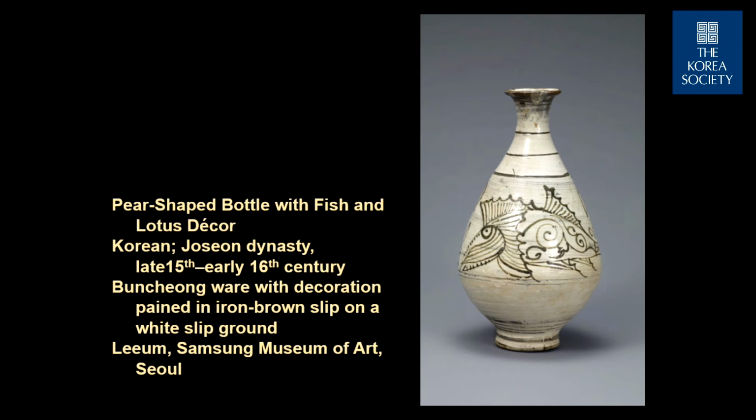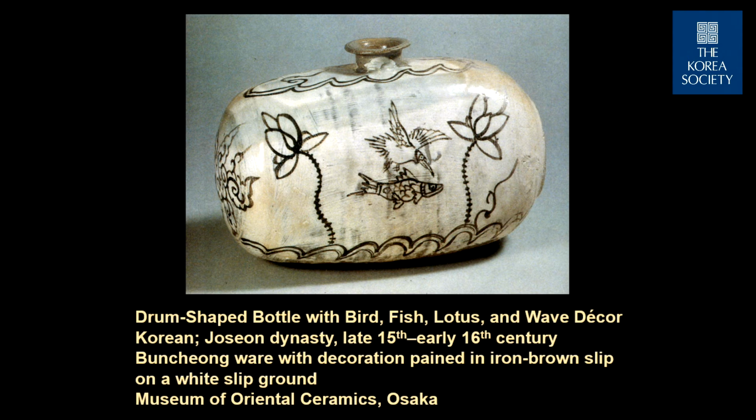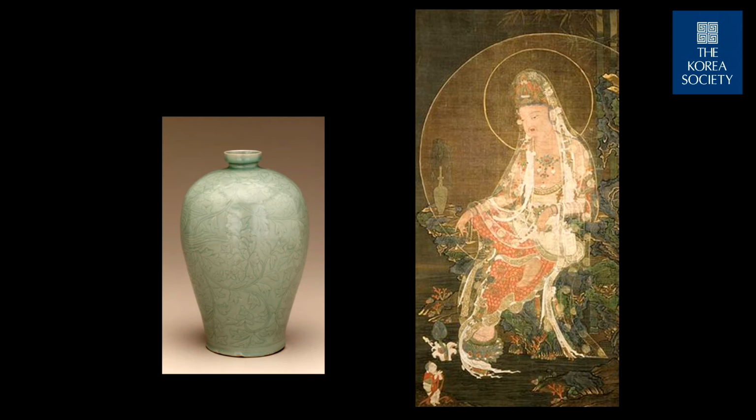Gray stoneware covered all over with white slip. They incise through the slip to create the border decoration, but then paint the fish decoration or other type of decoration in brown slip. And this is one of the cutest designs of all, where you have this wonderful bird that has just caught a fish, is grasping it with its claws, is flying over the rolling waves, somehow between these two giant lotus flowers. But it's an absolutely charming design done in Buncheong ware.